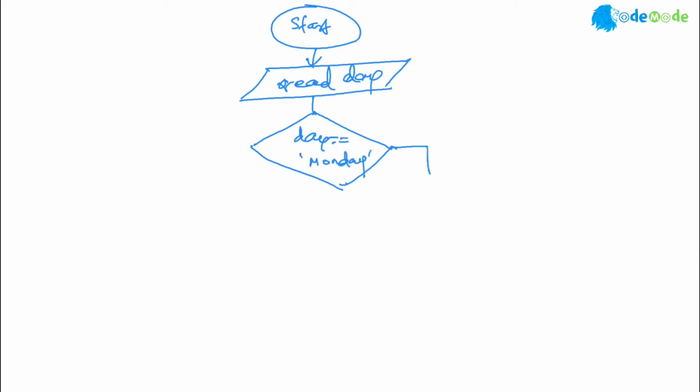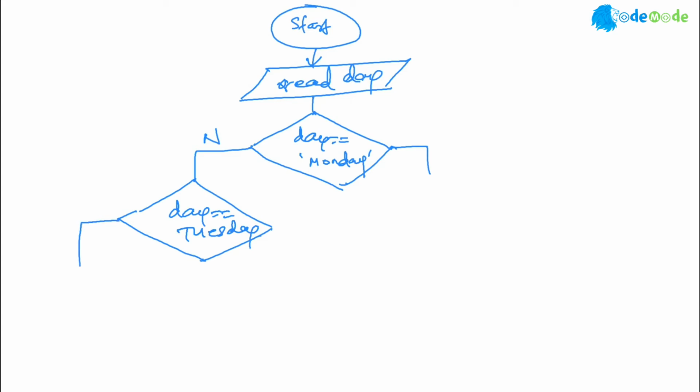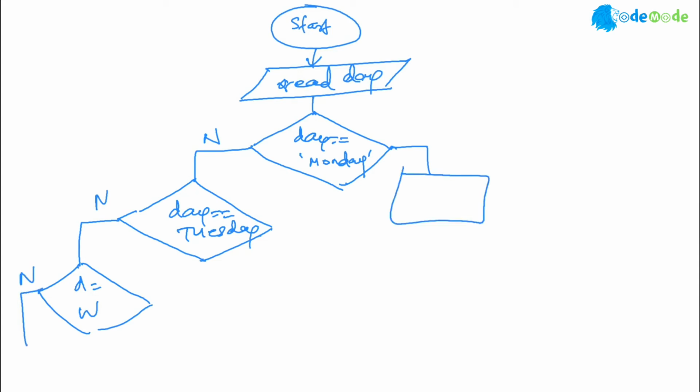And answer is no. Then you want to go and check if day is equal to Tuesday. Only when answer is no, then you want to go and check. And on top of it, you say yes or no. Then you want to check another thing and say, is day equal to Wednesday? And then if answer is no, then you go further. If answer is yes, then you do something and you move to close. You're done.